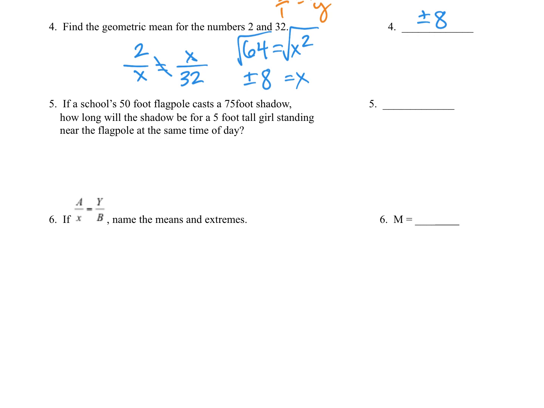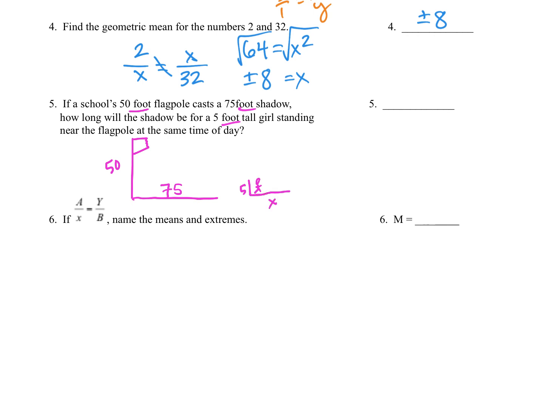All right, number 5. I really like having a picture on number 5. That will help me a whole lot with this problem overall. So I'm going to start with my 50-foot flagpole. You're welcome to add your flag on if you want. And then my flagpole has a shadow. That's 75 feet. Notice everything's in feet, so I don't have to do any conversions. Now I have a little girl over here, and she's only 5 feet tall, and her shadow is something I don't know.